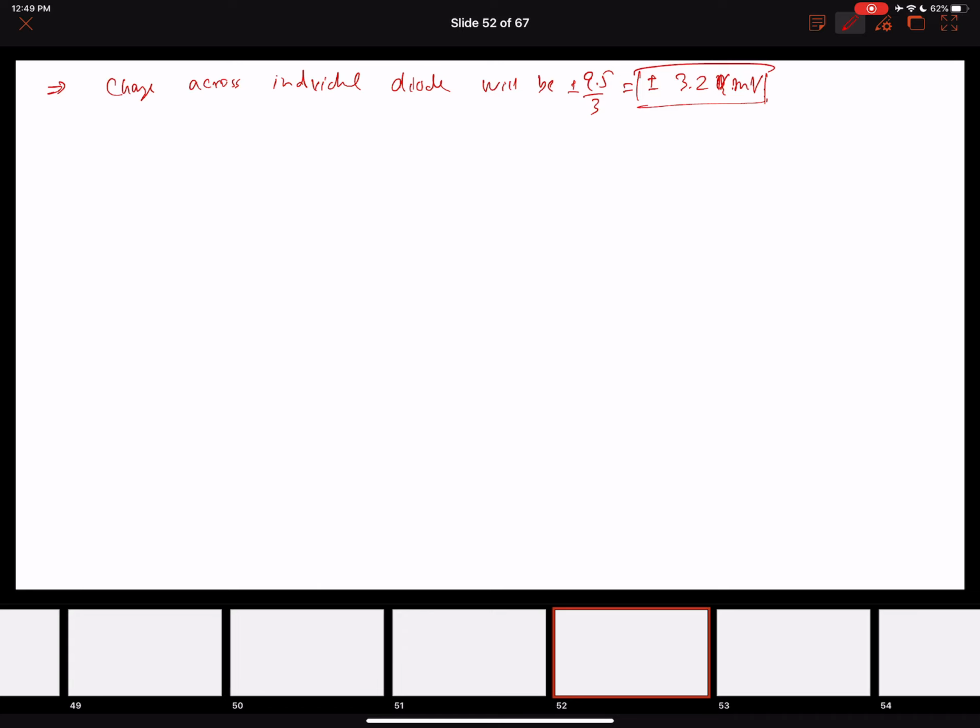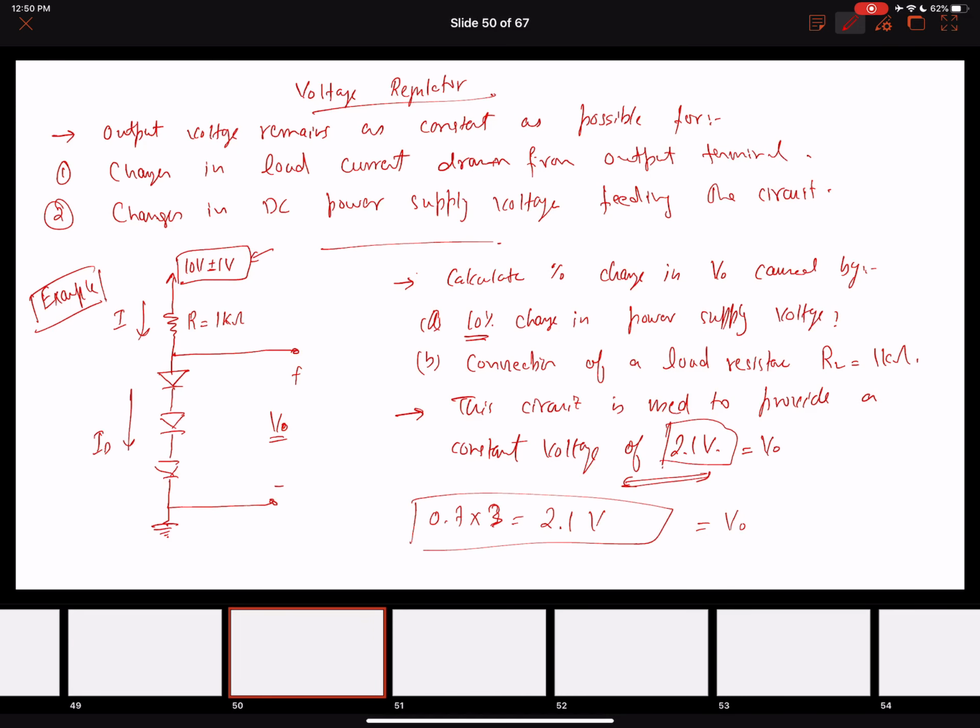Now let's do part B, where we are interested in finding again the change in V naught when RL of 1 kilo ohms is connected. So our circuit will change now. We are going to have a resistance attached over here as well, RL, 1 kilo ohms. The interesting thing is that when you have a resistance attached to the circuit, you're going to have an additional current drawn. So this RL will draw an IL from the output.